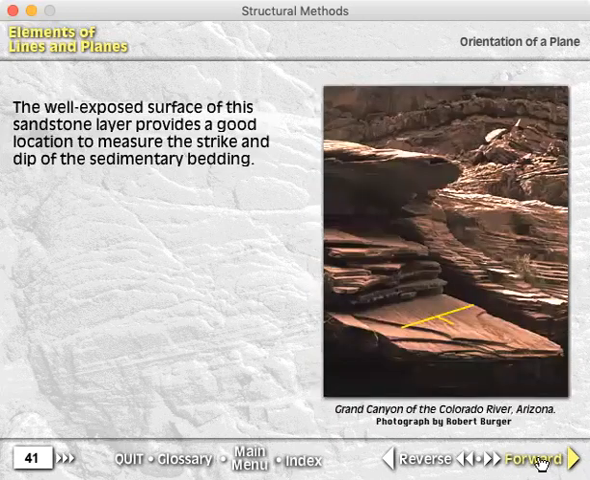The well-exposed surface of this sandstone layer provides a good location to measure the strike and dip of the sedimentary bedding. Note the yellow strike and dip symbol on the bedding surface in the photograph. Again, if I were standing right here and looking in this direction, the bed would be dipping off to my right. Good example of the right-hand rule. So this is a strike and dip. We report the amount of dip as an angle at the end of the dip line.